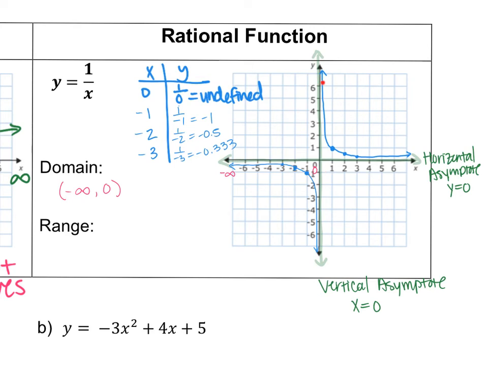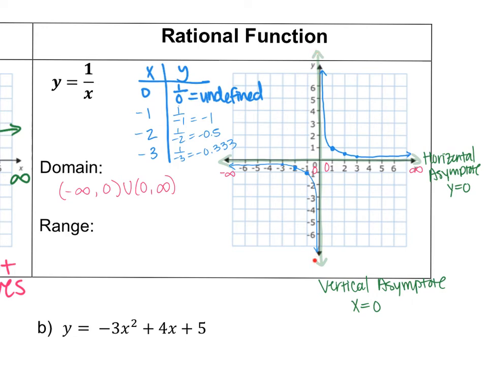After that, it goes from 0 to positive infinity because it's pointing to the right in the positive direction. So this part here is part of the domain, and this part here is also another part of the domain. It's going from 0 to infinity. So you have two sets of domains, so you want to use a union, or a U, to show that they are together. As for the range, it's going to be very similar.